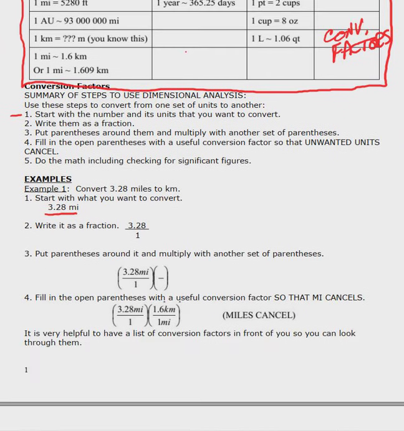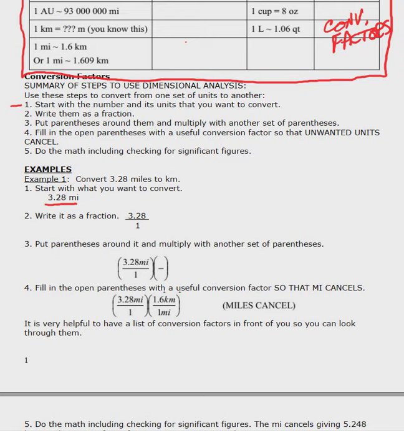Move this up just a bit. So you're going to convert 3.28 miles to kilometers. So you're converting miles to kilometers. And then our number is 3.28. So we have 3.28 miles. You set it up as a fraction. I'm going to do this all in one row. 3.28 miles. It's broken down into sections 1, 2, 3, 4, 5.